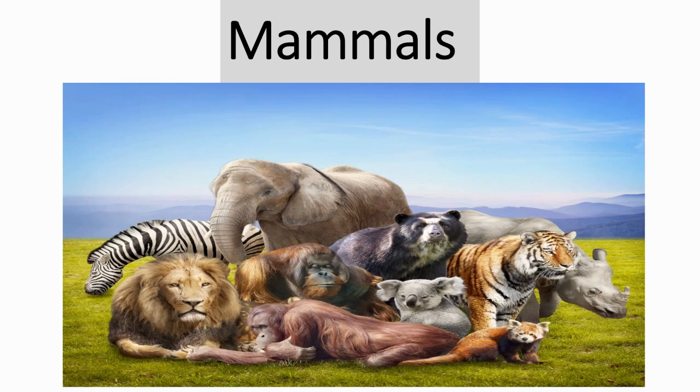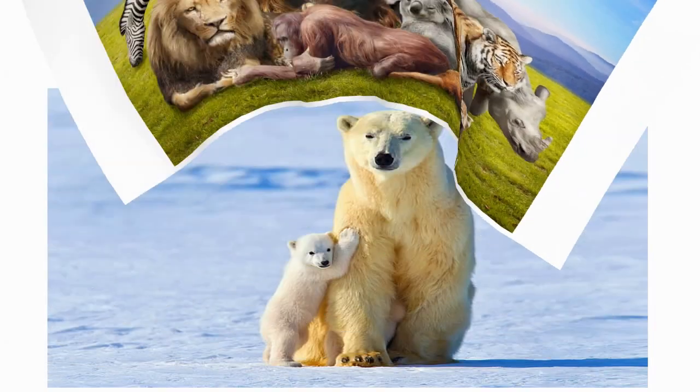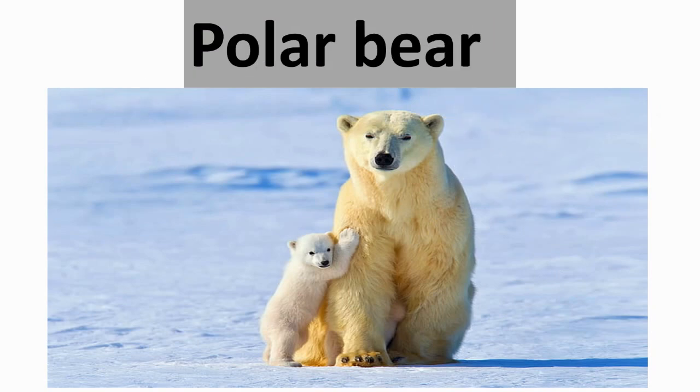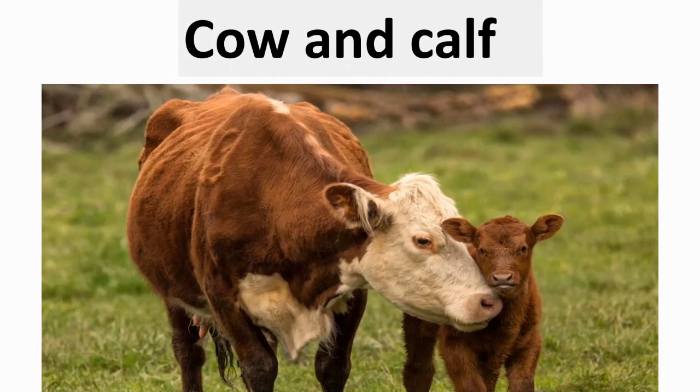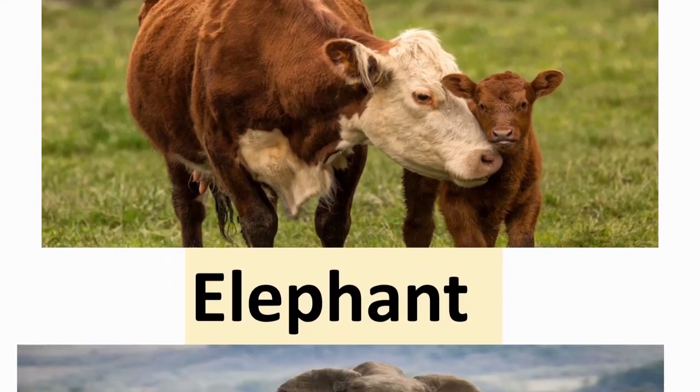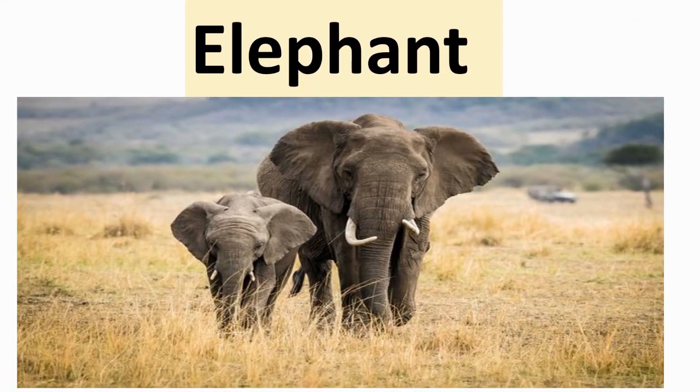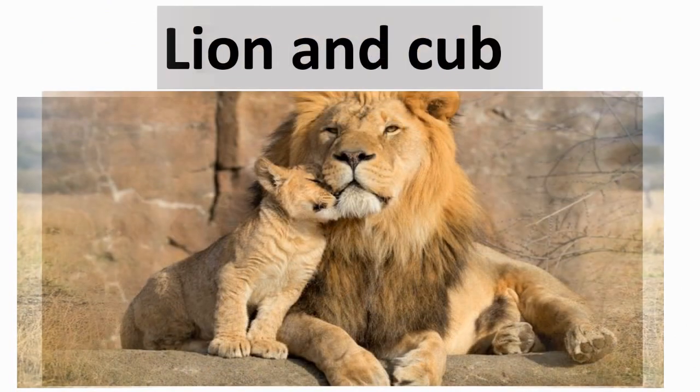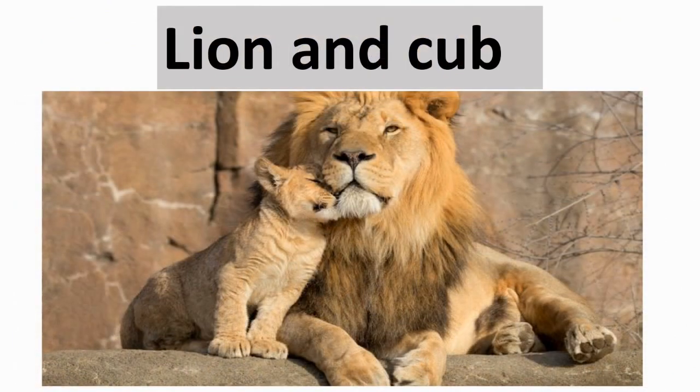Some of the examples of mammals are polar bear, cow and calf, elephant, lion and cub, etc. These are the animals which have hairs on their body and have external ears.